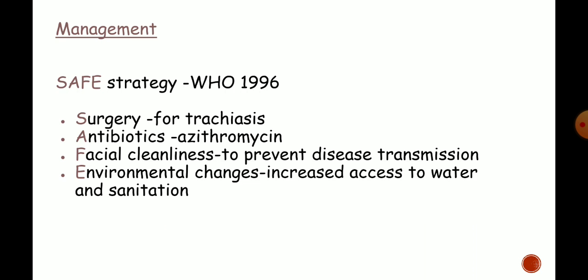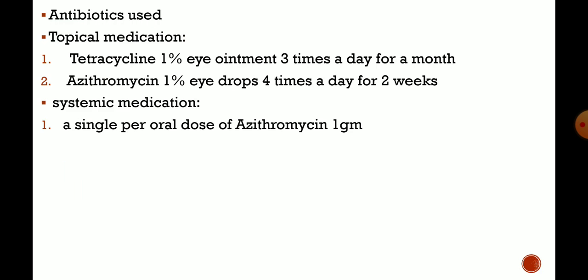How to manage is the SAFE strategy given by WHO. If there is trichiasis, we told a lot of complications can occur, so for that you do surgery. Antibiotics is mainly azithromycin, 1 gram. Facial hygiene is important and environmental hygiene is important. Azithromycin 1 gram is an oral medication. Topical medication is again azithromycin 1% eye drops, and tetracycline 1% eye ointment.